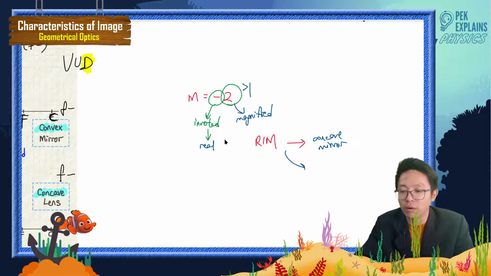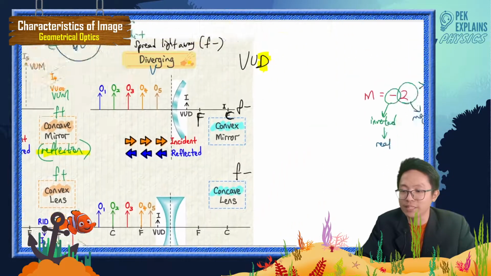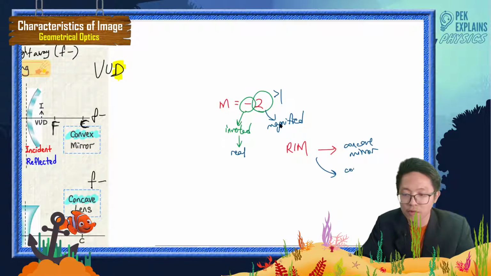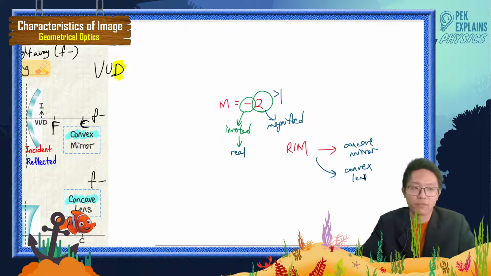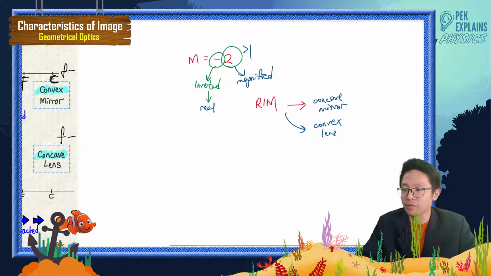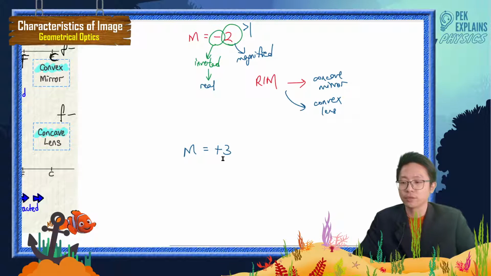Concave mirror, or if you use a lens, it's a convex lens. You see, from magnification only, I can know everything. I can know what type of mirror and what type of lens you use. Let's say the question gives you magnification equal to positive 3. So what type of mirror, what type of lens is used?